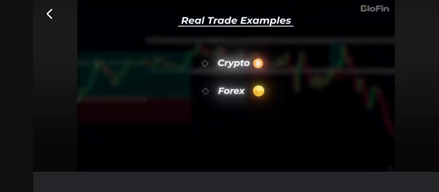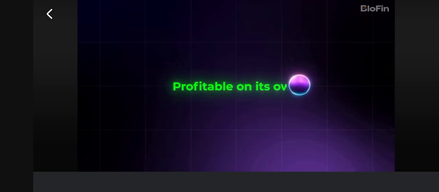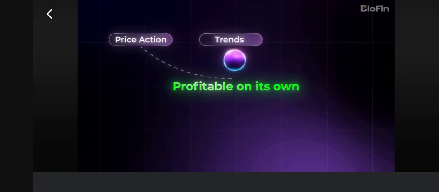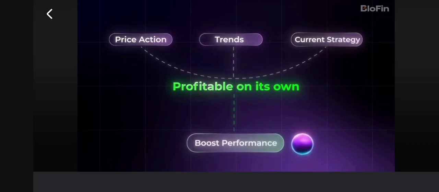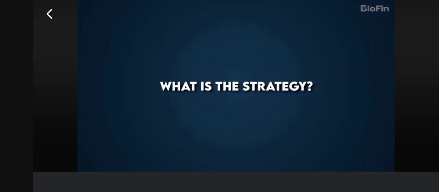like crypto, forex, and gold. What's great about this strategy is even though it's profitable on its own, you can still combine it with other systems like price action, trends, or even your current strategy to instantly boost its performance. That's why adding this to your toolbox could be a huge game changer for your trading. So, what is the strategy?